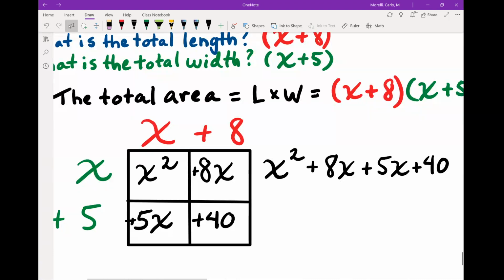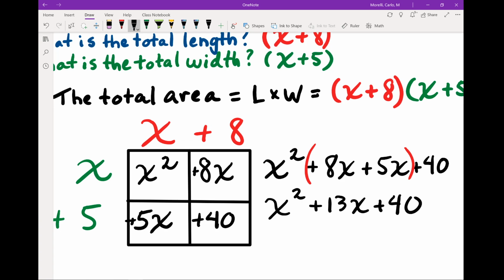Can I combine like terms in the middle? Yes, those x terms. So now x squared. What's 8 plus 5? 13. Plus 13x plus 40. This is the total area of the larger box.